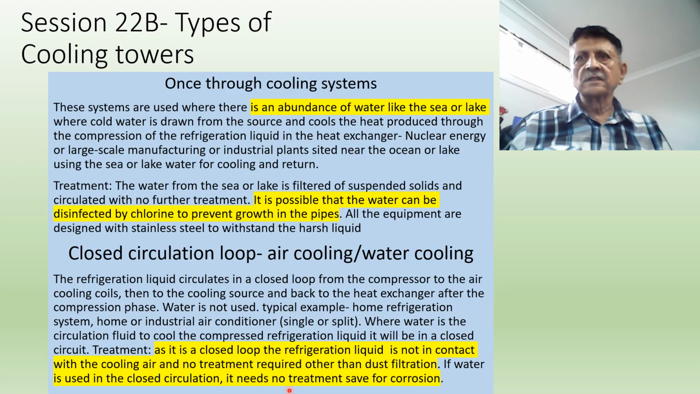The water used for once-through cooling systems can only be applied where there is an abundance of water, like the sea or a lake. The cold water is drawn from the source and taken to the heat exchanger, and cools the compressed refrigeration liquid, which then goes back for the evaporation and cooling.